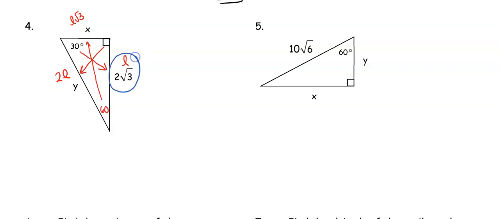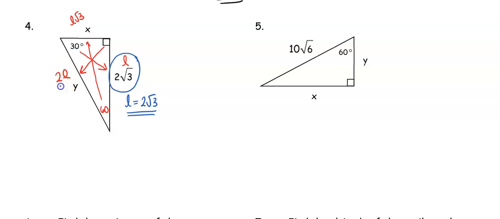I look at the side that I'm given. Don't be tricked. When you see 2 root 3, don't trick yourself into thinking this is the L root 3 pattern. It's across from 30, so it's L, which is really nice. We have what L is. That's perfect. I don't have to solve for L because I was given L.